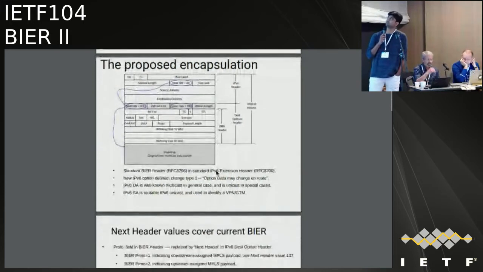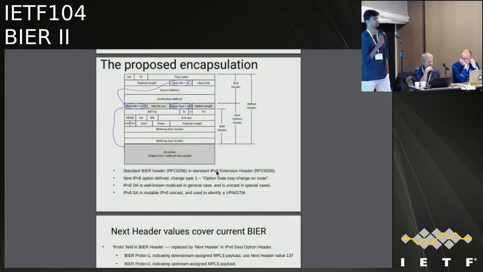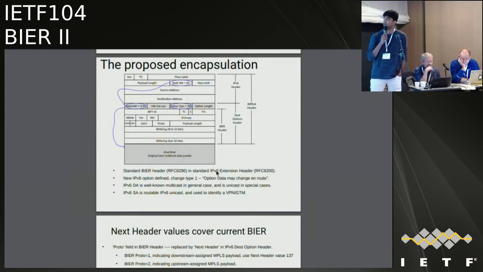Here, what we see is the proposed encapsulation. You can see that the original packet is encapsulated with an outer IPv6 header. At the top is the native IPv6 header, followed by a destination options extension header, which carries the standard BIER header defined by RFC 8296. What we propose here is to carry the BIER header as a BIER option TLV within the destination options extension header.